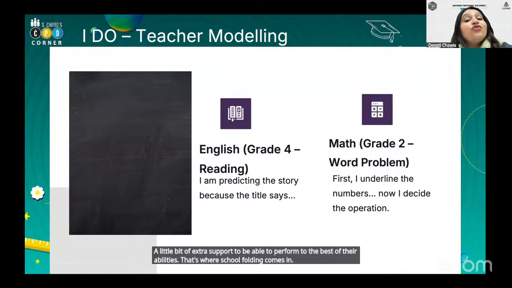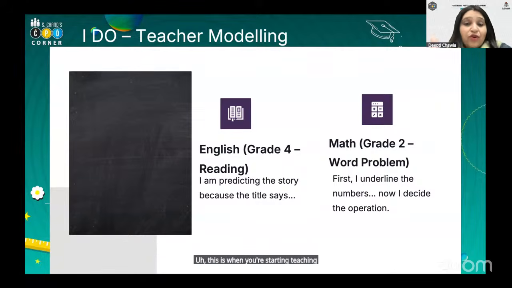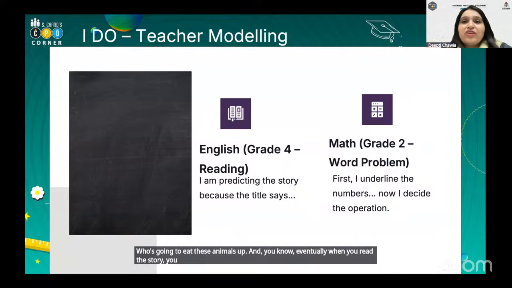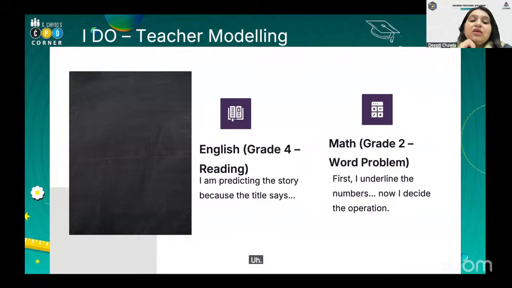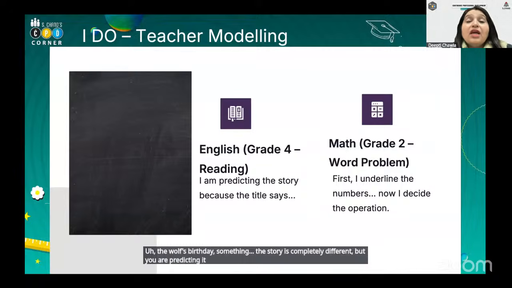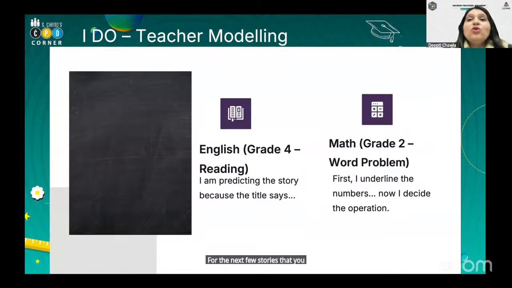So almost all of your formative assessments, this is when you're starting teaching a concept. So for instance in languages, not just English, I am predicting that this story is going to be about a man, or a wolf who is going to eat these animals up. And eventually when you read the story, you realize that the wolf was friends with the animals, and the animals were celebrating the wolf's birthday. The story is completely different, but you are predicting it in a way, and then you're encouraging children, eventually for the next few stories that you're going to take up, to learn how to do prediction.